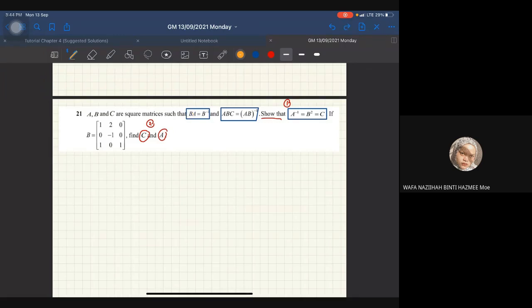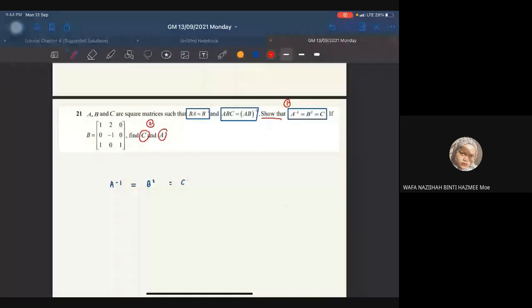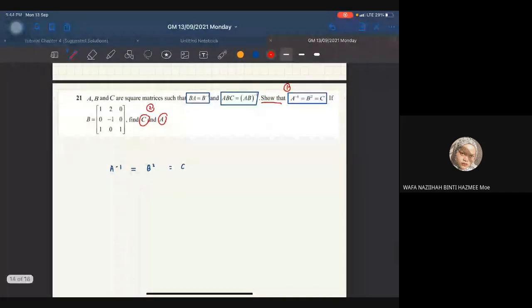Okay, so dia macam ni. Property. Betul. Kita akan guna property. Okay, so the idea is macam ni. Awak kena faham dulu maksud show kat sini. Kalau kat sini soalan cakap show that A inverse is equals to B squared equals to C. Maksudnya nanti bila awak kira semua matrix awak ni, dia akan dapat matrix yang sama sebiji sebab dia kata equal. Okay, so itu yang awak kena show.